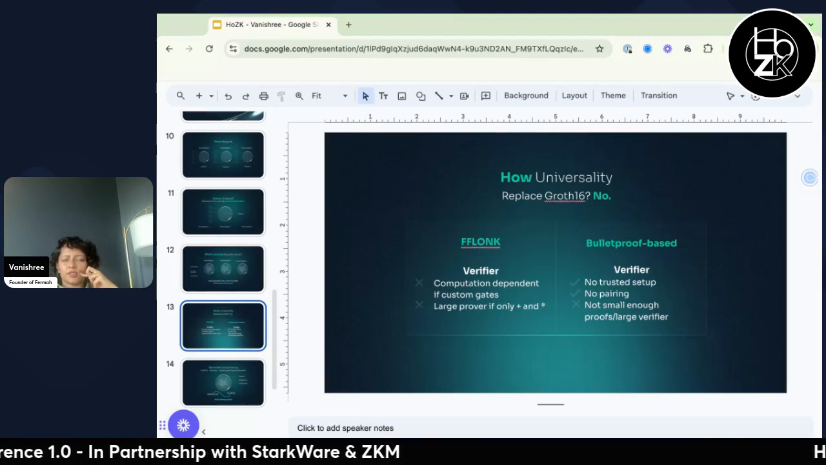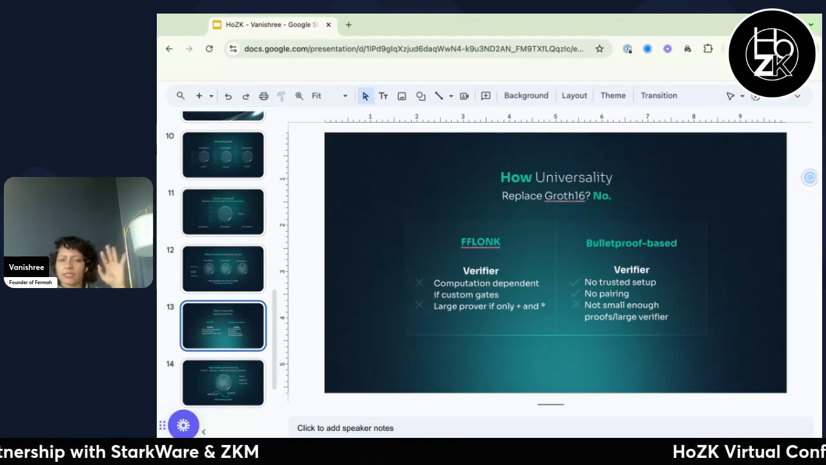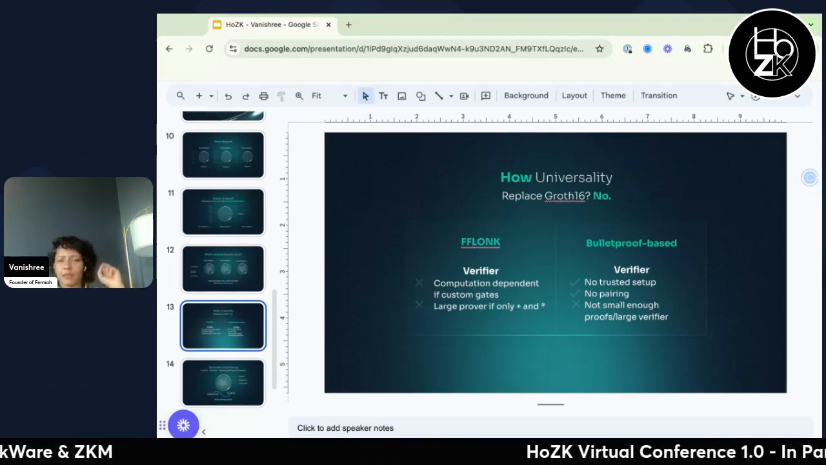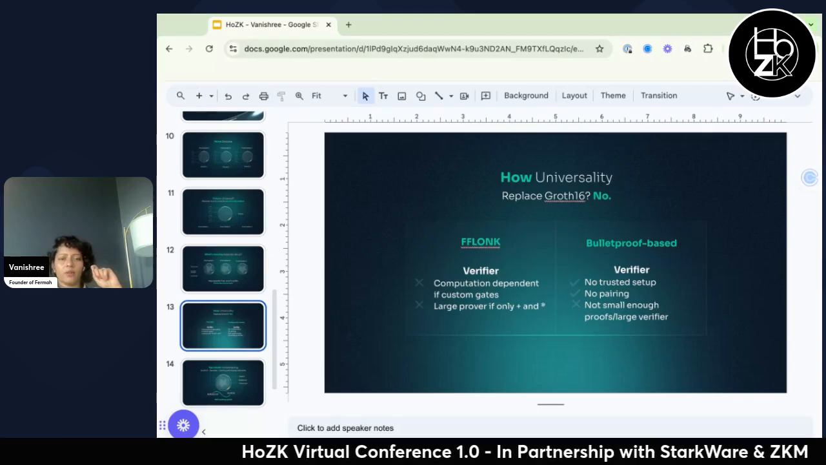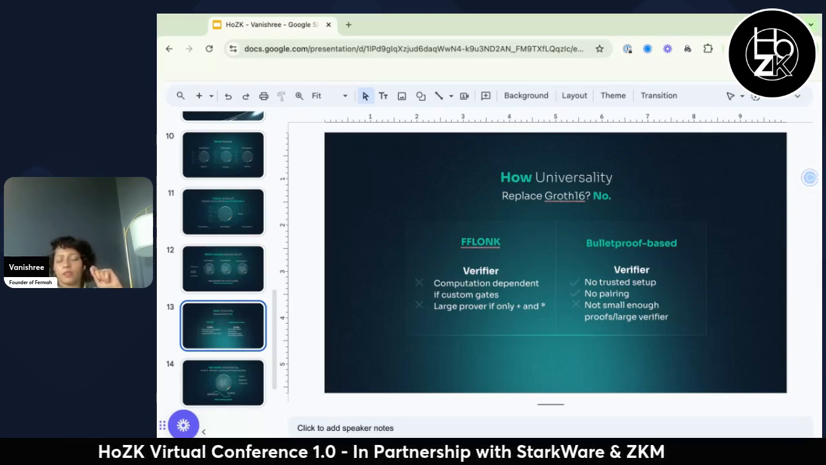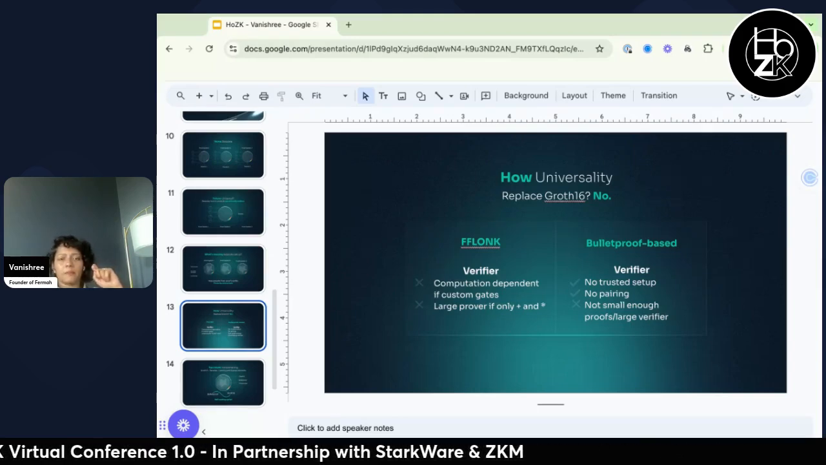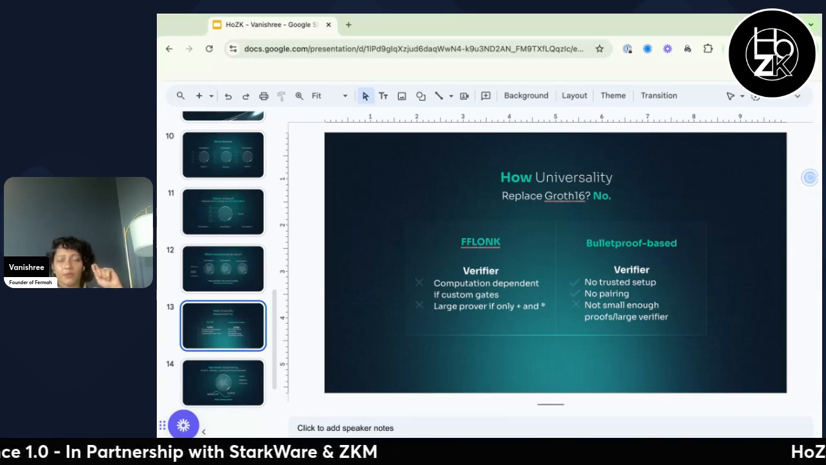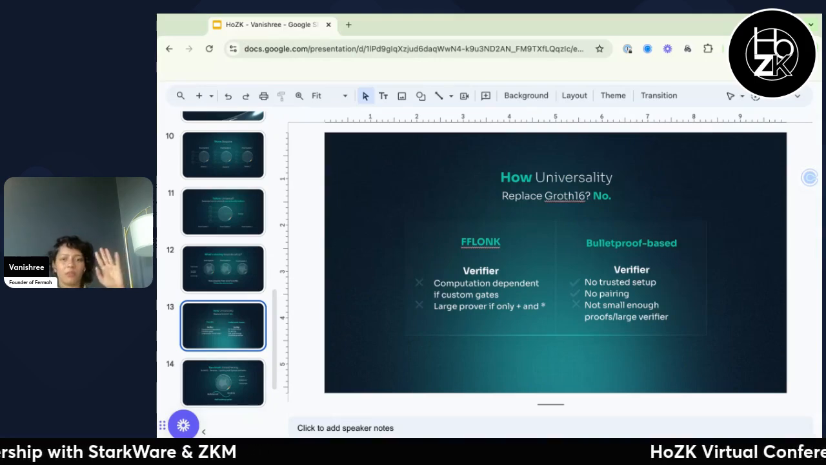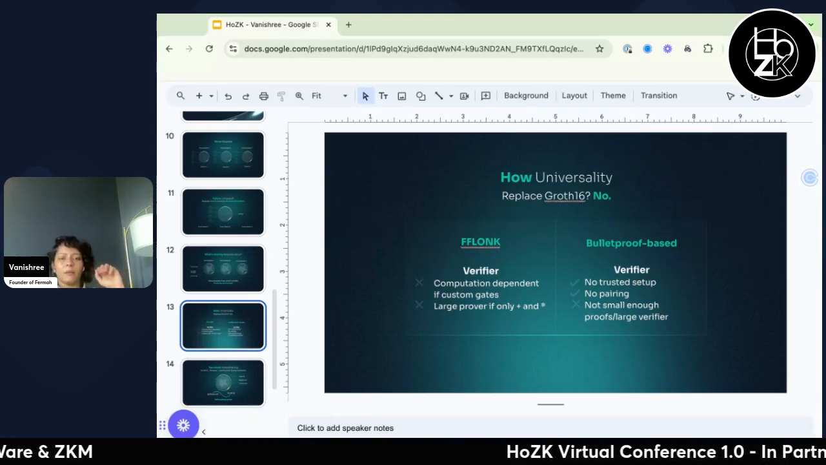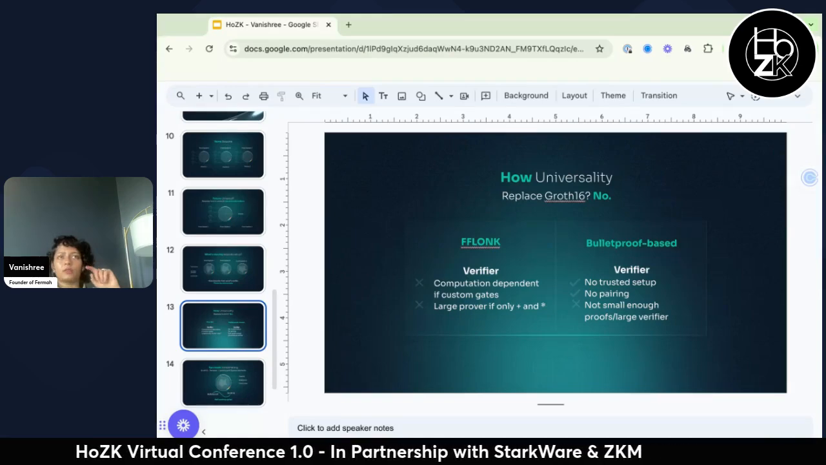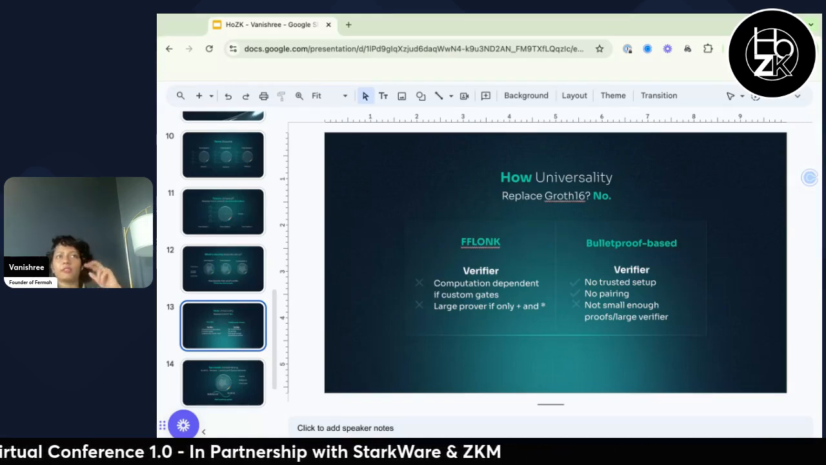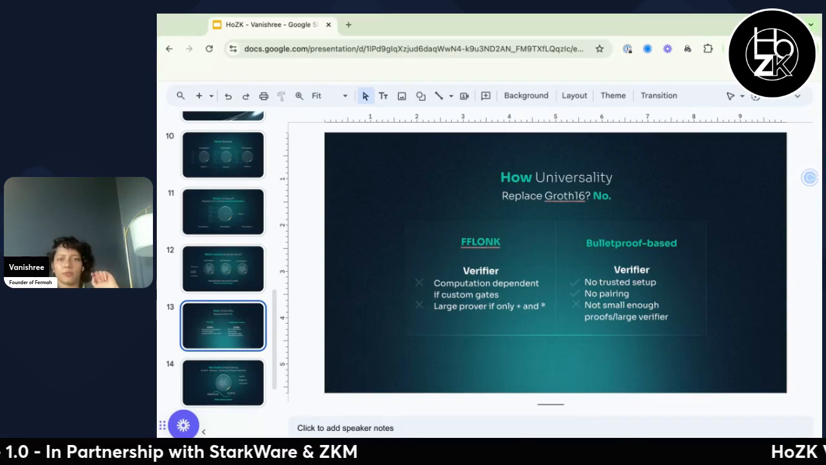Okay, let's see. Can we replace Groth16 in some manner and do some magic? What if we start with Plonk, where there is no trusted setup? But there is a problem. If you replace it with Plonk, there is a problem. So you can have Plonk in two ways, and in both ways there is a problem.